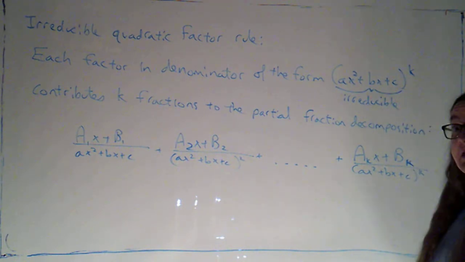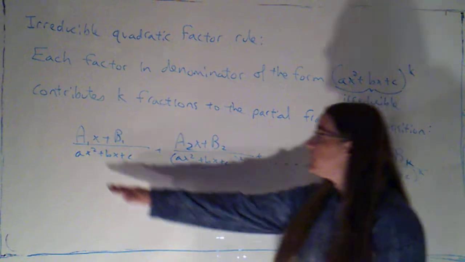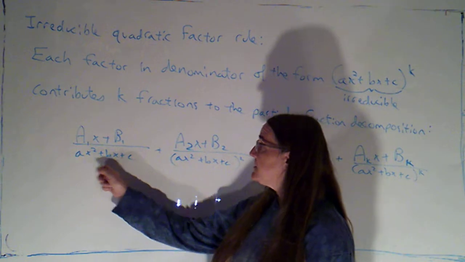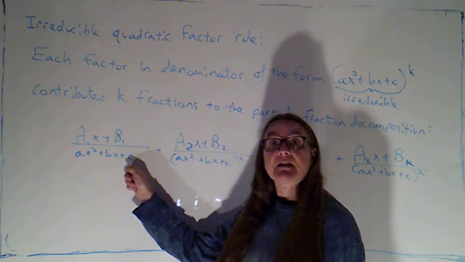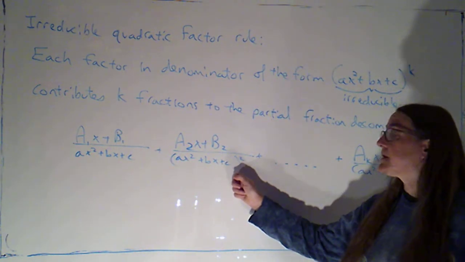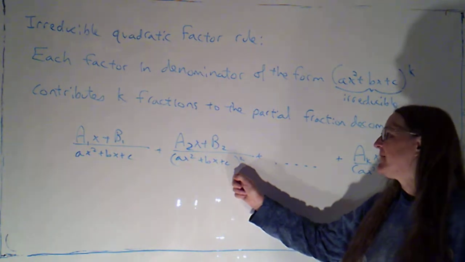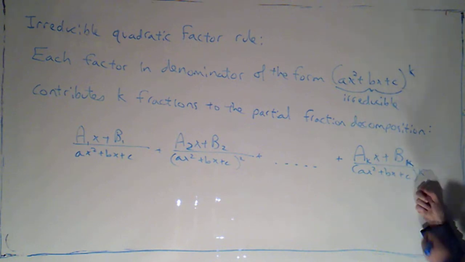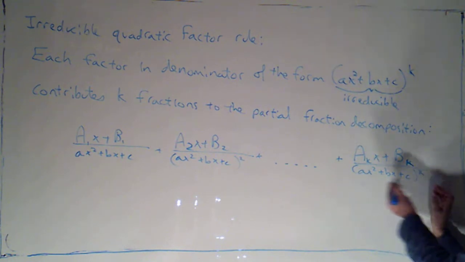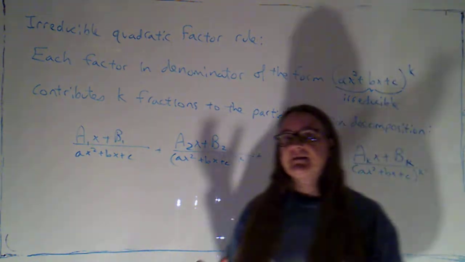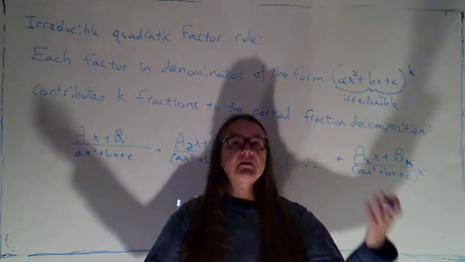Okay, and what do they look like? Well, the denominators will just be that irreducible quadratic and its powers. So if it appears just once, we get the denominator ax squared plus bx plus c. If it appears twice in the denominator, we get a second fraction with ax squared plus bx plus c squared in the denominator. And we keep going. If it appears k times, we're going to have k fractions, and the power of that irreducible quadratic in the denominator just goes up one each time until the last one has the kth power. All of the numerators are just linear functions. Linear functions are just some x's plus a number.